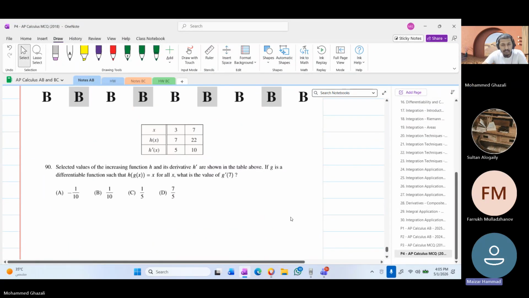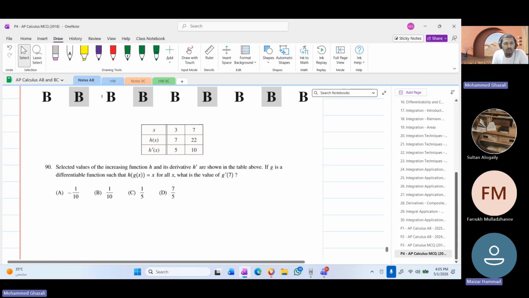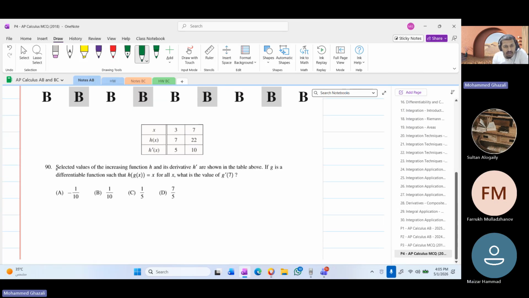No, it goes up until 92. No, 90. This was an old paper, 2018. Let's see.